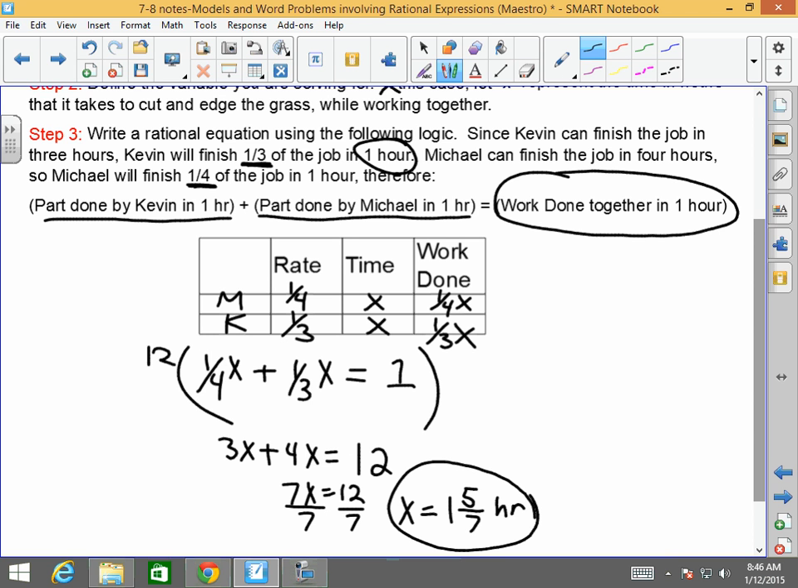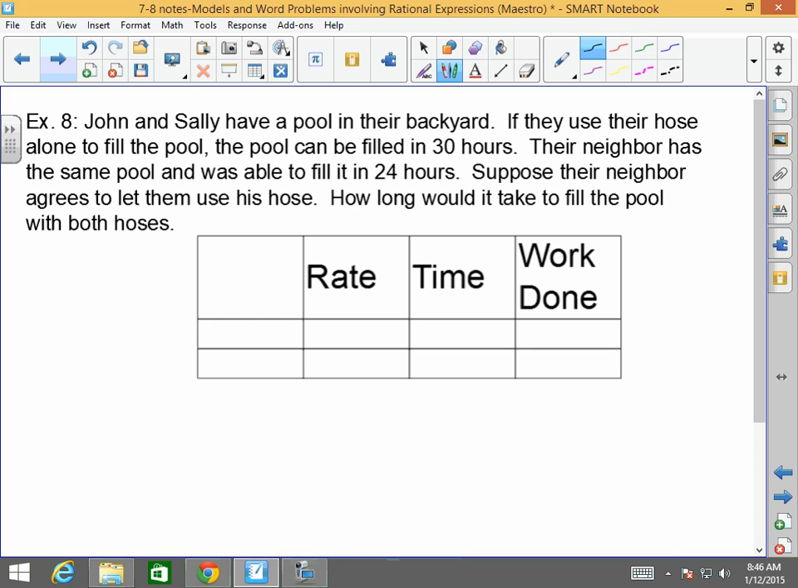Let's do another one. We're going to do quite a few. John and Sally have a pool in their backyard. If they use their hose alone, the pool can be filled in 30 hours. Their neighbor has the same pool and was able to fill it in 24 hours. So I guess they have higher water pressure. Suppose their neighbor agrees to let them use his hose. How long will it take to fill the pool with both hoses? So we got my hose and then the neighbor's. The hose that I have in my house, at John and Sally's house, fills the pool in 30 hours. So how much does it fill in 1 hour?